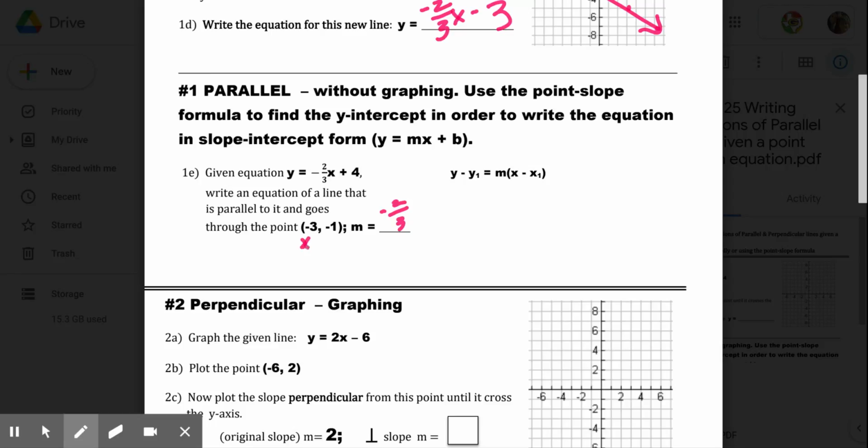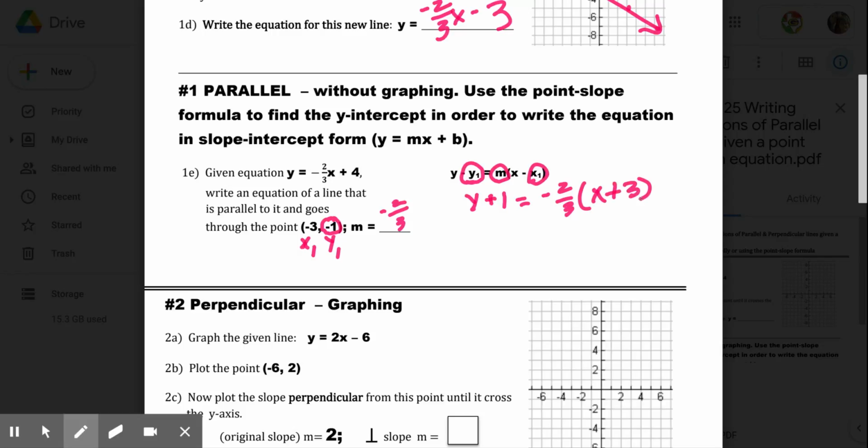Remember, this ordered pair represents x1 and y1. And I always have you circle the second number because that's the first number we're going to actually put into this formula. So remember, we're going to put a number here in y1, in m, and in x1. So therefore, we have y minus, your y1 is a -1. So minus a -1 becomes a +1. Equals, your m is -2/3, open parenthesis, x minus a -3, which becomes a +3.